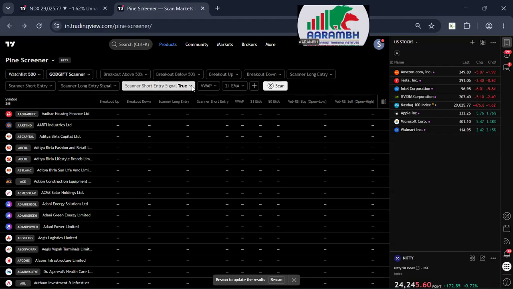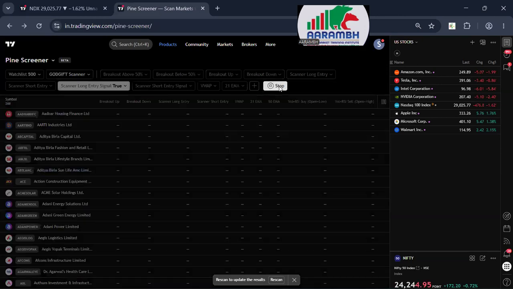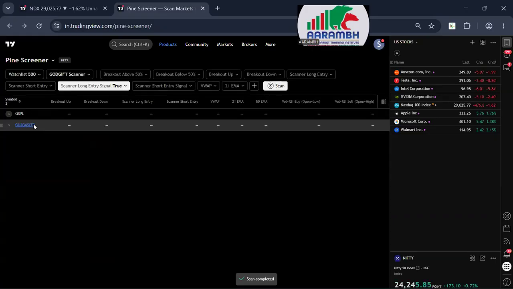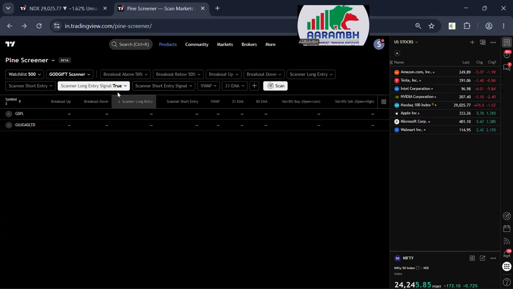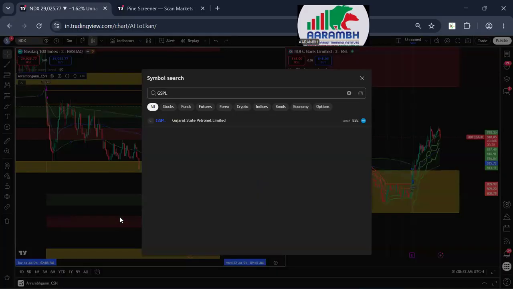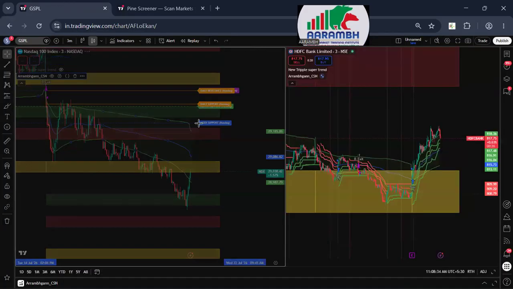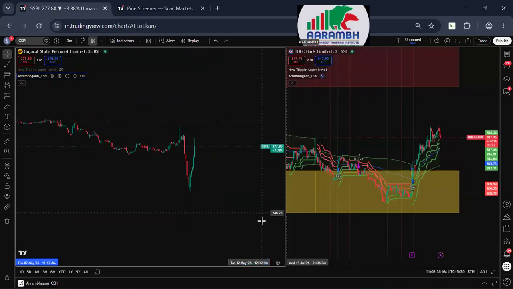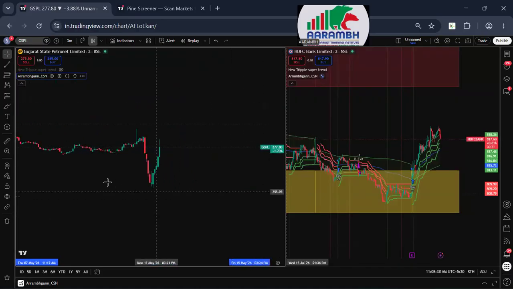So all the short side, I will remove this, reset. For any trade on the long side, I will click here and scan it. Okay. So out of 500 stocks, the stocks I need to trade will be scanned here. So GSPL and Gujarat Gas are coming. This is for the long entry. So what you need to do is add GSPL here, and check where exactly the stock is. Okay. So GSPL came here.